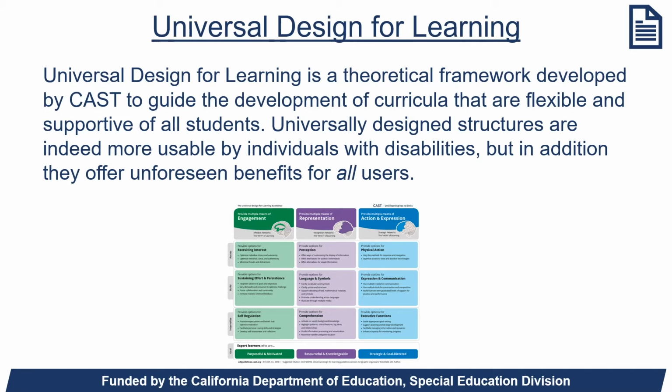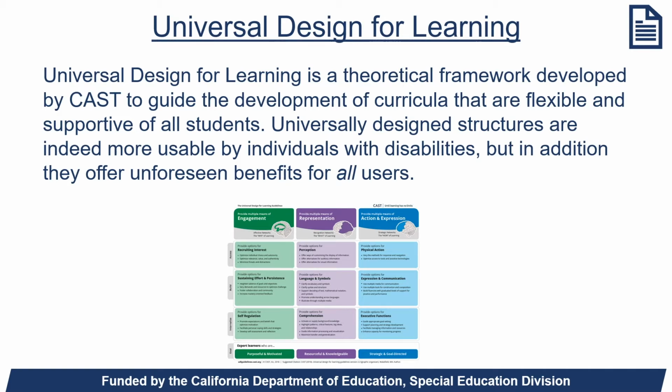UDL is not a framework specific to supporting students with disabilities, but it is a framework to design learning for all. There is a common UDL saying: what is necessary for some is good for all. UDL is a universal Tier 1 level of support across all educational settings that takes into account the variability of learners in all settings. Later in this module, we will walk through the components of the UDL guidelines, which you'll see on the screen here.